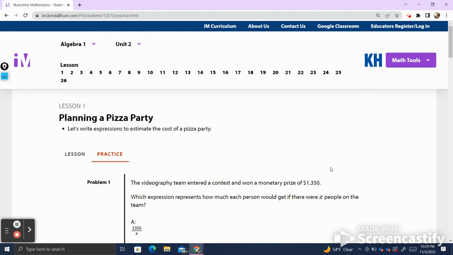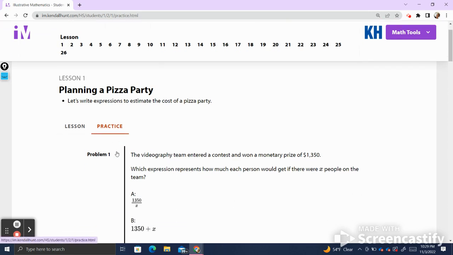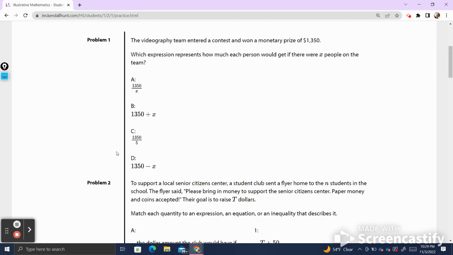Today we're going to be looking over Illustrative Math Algebra 1, Unit 2, Lesson 1, Practice Problem Sets. Let's get started. Problem 1.